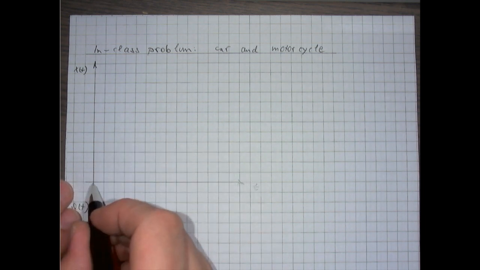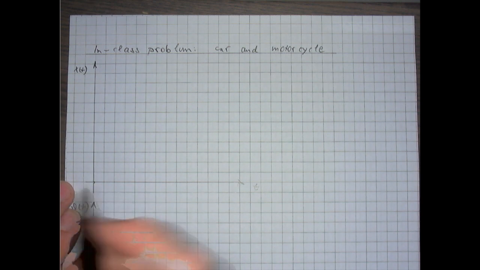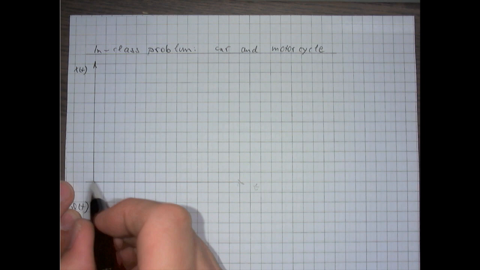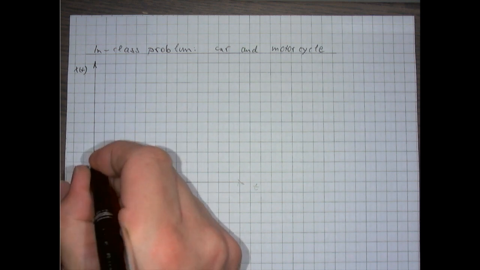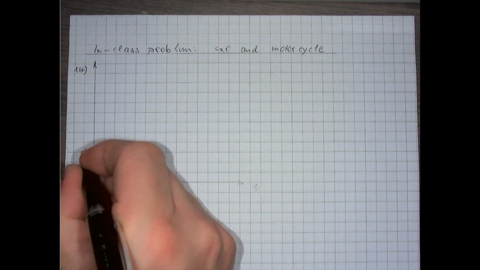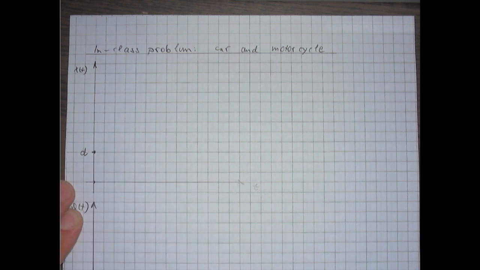At t equals 0, the car is a distance d ahead. So I decide now that I put the motorcycle at the coordinate origin. So the motorcycle begins here. The car is now a distance d ahead here. So this is literally that coordinate distance from 0, here is the distance d.